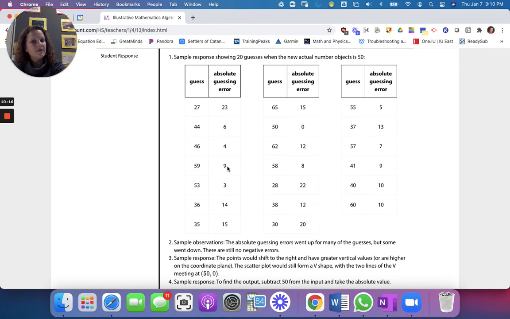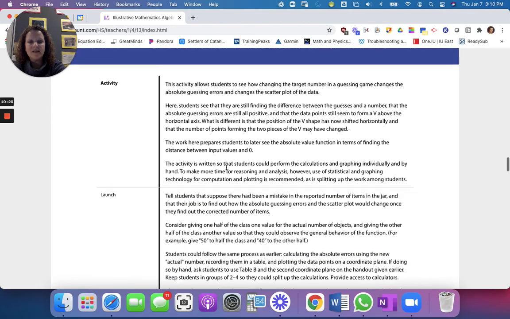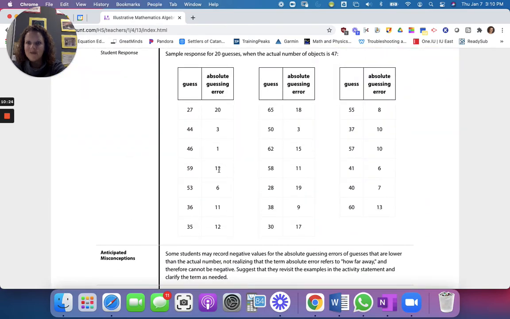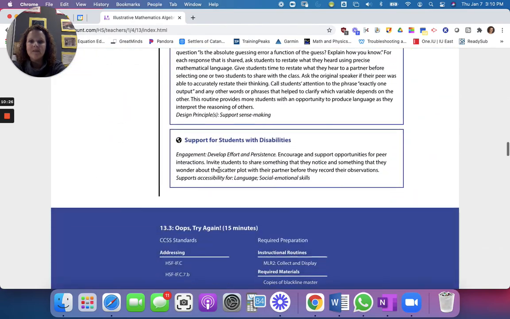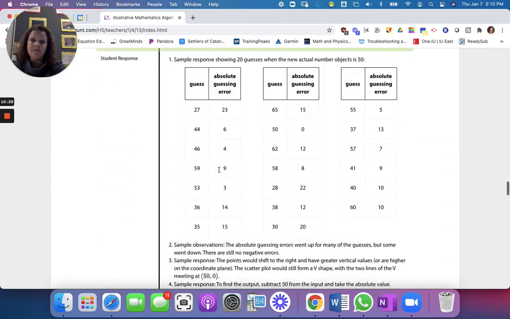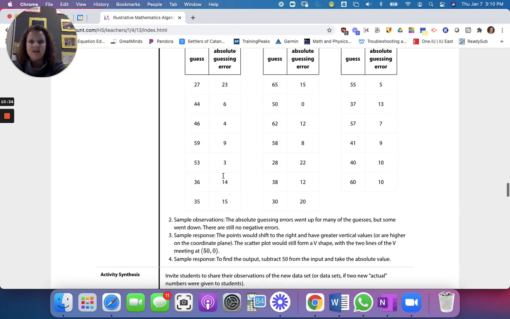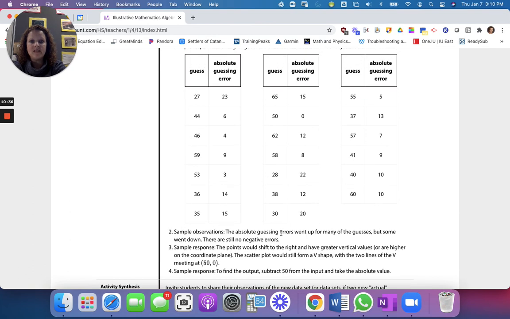Here, 59 was the guess, which was above. So we have 9. So I think that's going to be a minus 3 from our original. 12, so minus 3 is 9. So if we guessed high, we got a minus 3. If we guessed low, we got a plus 3. We guessed high, etc. All right, so the absolute guessing errors went up for many of the guesses, but some went down, but still no negative. You're not going to get any negative.